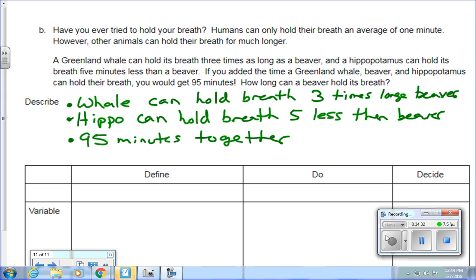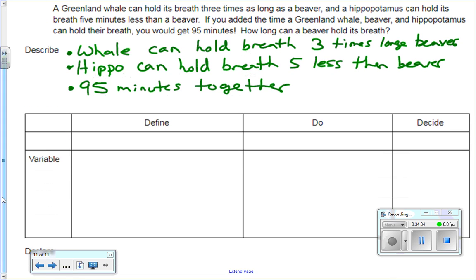All right. So how many columns am I going to have in my table? 3. Okay, and what am I going to label my columns? What's my final number going to be that I'm trying to decide? So I'm trying to decide 95. And what am I going to do to get to 95? Add all of them together. I'm going to add them all together.